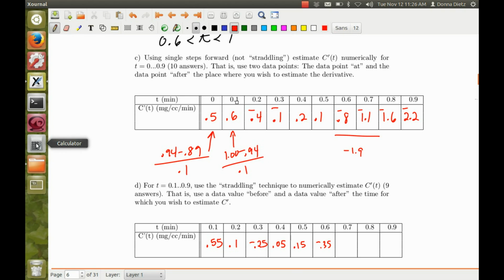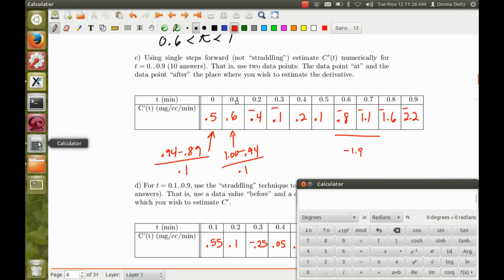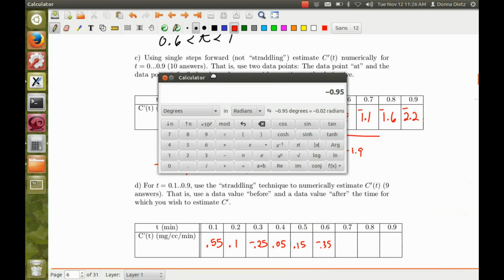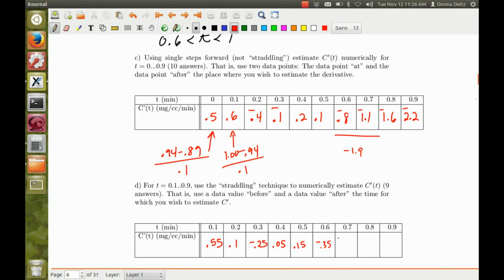It's getting a little harder to do in your head. You know, if you don't want to do it in your head, that's fine. So negative 1.9 divided by 2 should be 0.95. Okay, that's fine. So we write that down. And we have negative 1.1 and negative 1.6, negative 2.7. That should be 1.35, but it's negative 1.35.